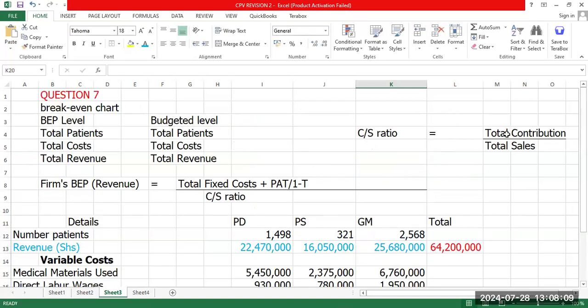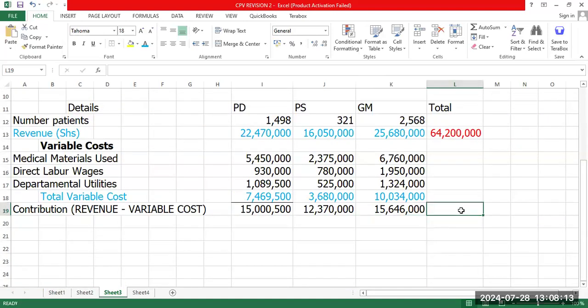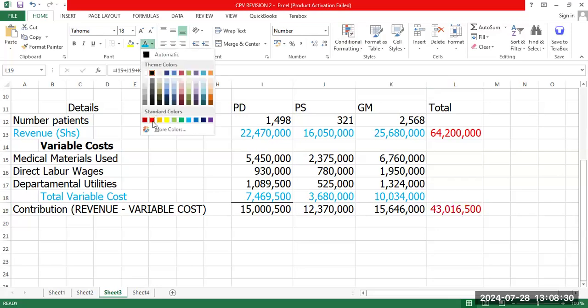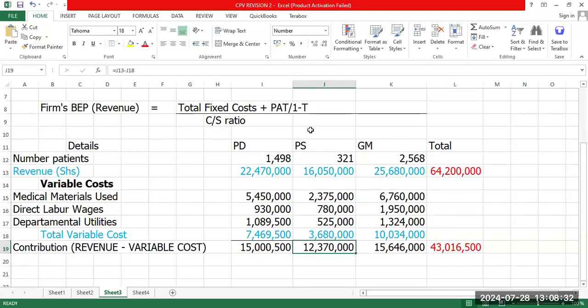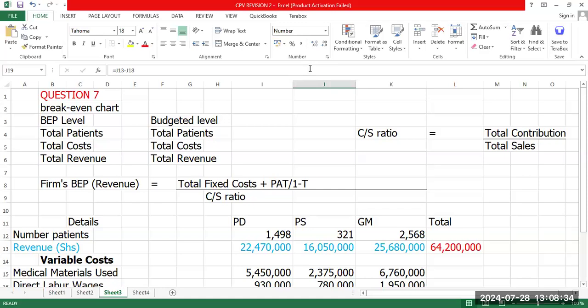Remember the formula, I need what? I need the total contribution. So what is my total contribution? I get this. I add this, then add this. And that will be my total contribution.